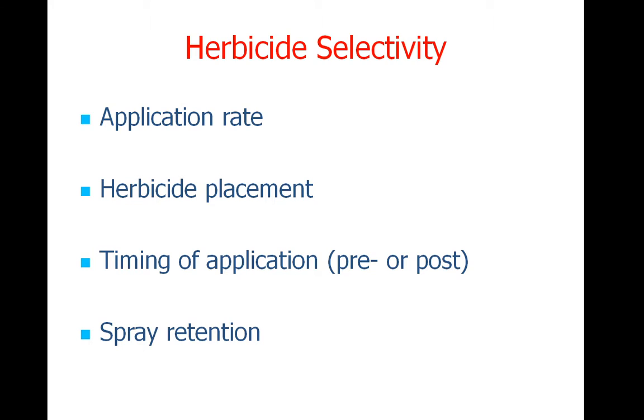We can make our herbicides selective by the way we apply them. We can vary the application rate. Some plants are more sensitive to low concentrations of pesticides than others. We can place herbicide in the root zone of some species but not others. Timing our applications after planting will kill weeds before our desirable plants emerge. Some plants will quickly detoxify herbicides but not others.